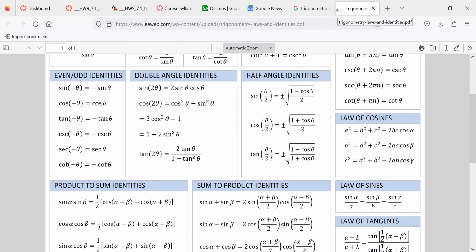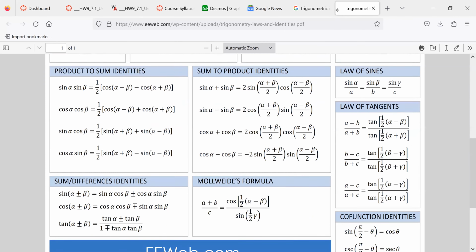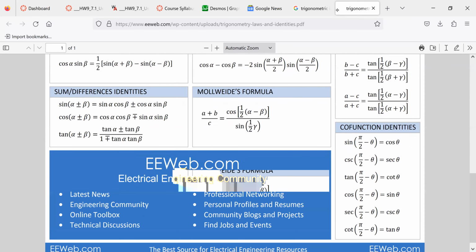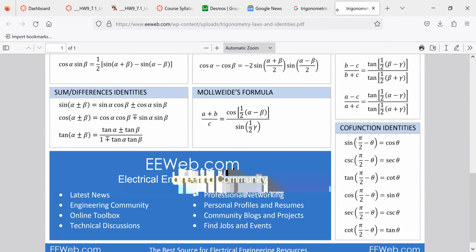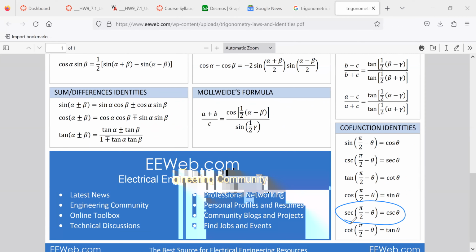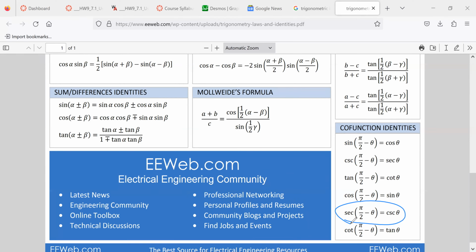Do I have one with pi over 2 though? I believe I do. Here they are. They're called the cofunction identities. So secant, if I were to shift it by pi over 2, it becomes the other function. So this is the identity. They're not really making us solve anything. We're just applying it. We're making sure that we know the identities and understand that this is a horizontal shift. So this moves it and it ends up turning into this.